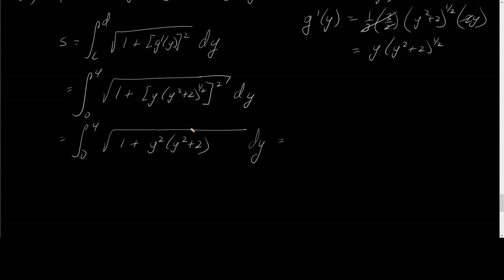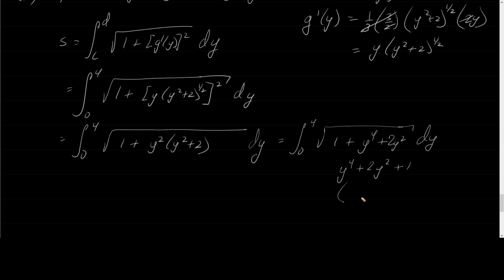Let's expand this. If I expand inside here, what do I get? The integral from 0 to 4 of the square root of 1 plus, distributing that y squared, y to the 4th plus 2y squared, dy. But let's look at that statement. I can write it as y to the 4th plus 2y squared plus 1. Notice that this factors into (y squared plus 1) quantity squared.